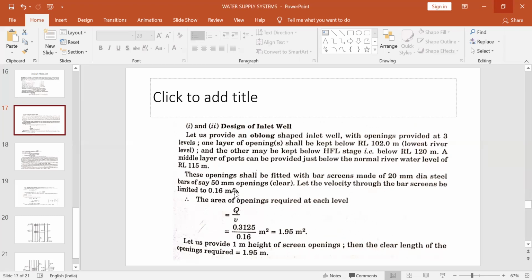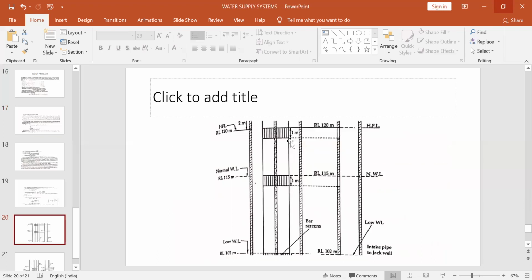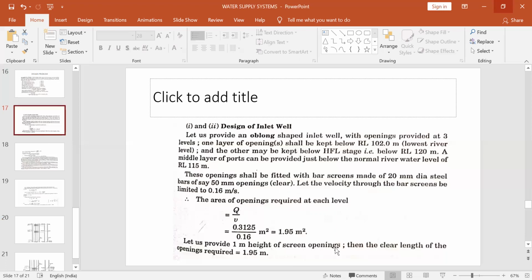So taking this velocity, we know the discharge and we know the velocity, so we will know the area. This much area of opening you have to provide. Discharge divided by velocity gives you the area. It is 1.95 meter square. Now the depth you have already provided as 1 meter, from here to here it is 1 meter. That means this area is 1.95, this is 1 meter, so this length will be 1.95 meter. The clear length of the opening is 1.95 meter.